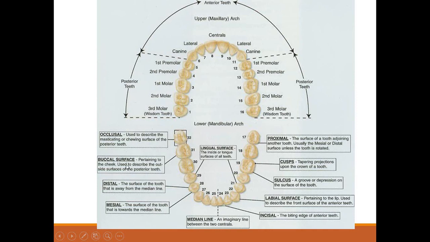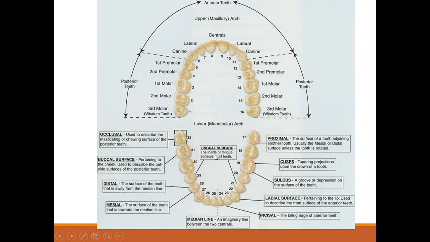Then we talk about the buccal surface, pertaining to the cheek, used to describe the outside surface of the posterior teeth. So the posterior teeth, the molars and premolars, are the only teeth that have a buccal surface, and that means that it's cheek side. So the surface closest to a cheek is the buccal surface.